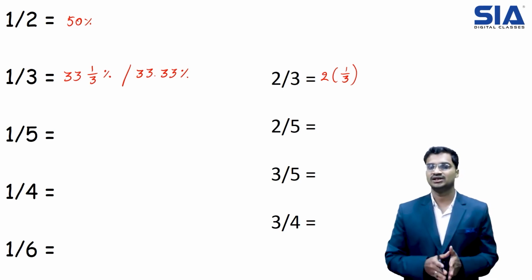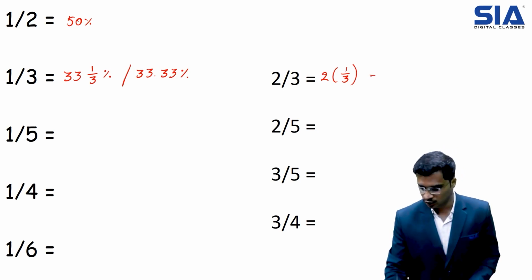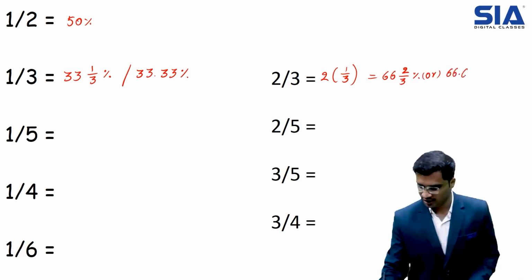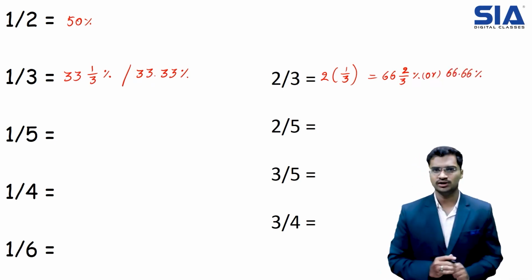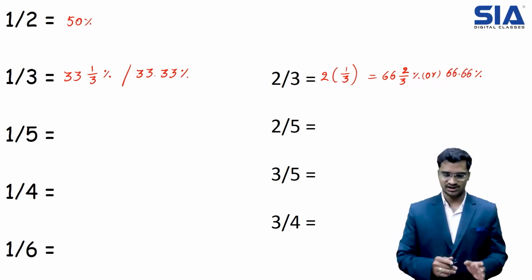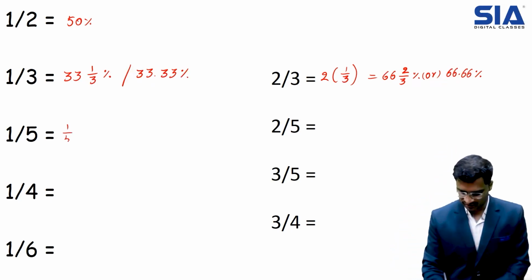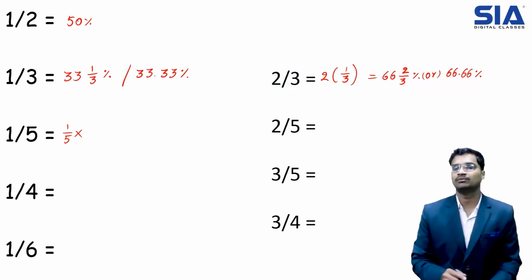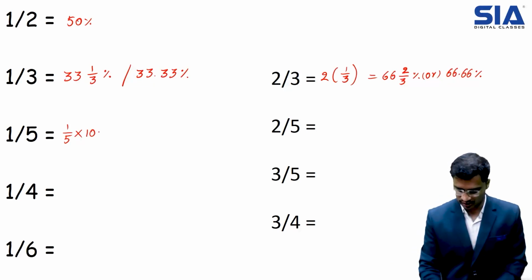We know that 1 by 3 is 33 1 by 3. Then 2 into 1 by 3 is 66 2 by 3 percentage, or 66.66 percentage. In the same way, 1 by 5: what I have to do is multiply it with 100. 1 by 5 into 100 gives me 20 percentage.